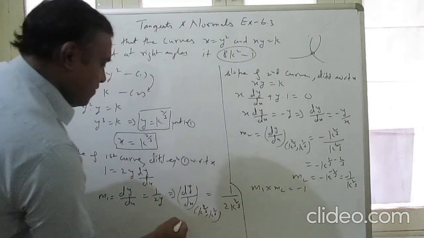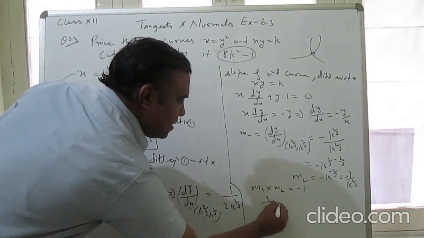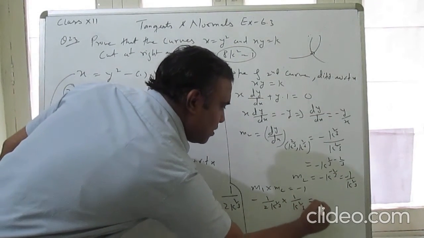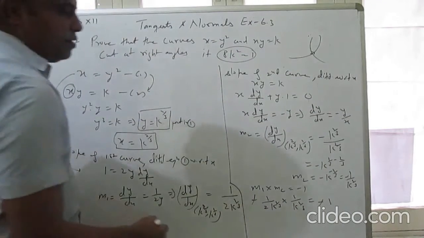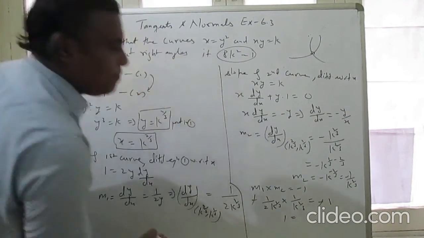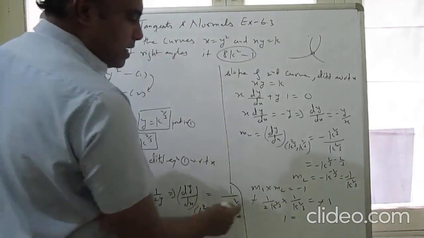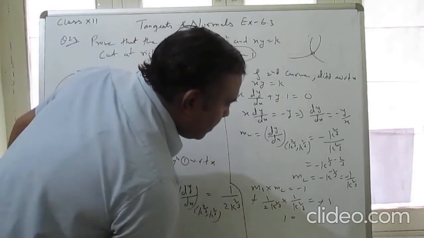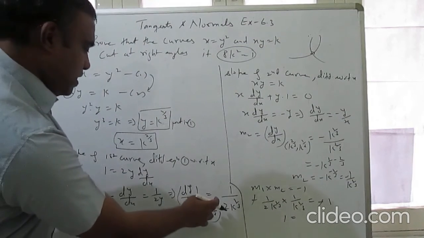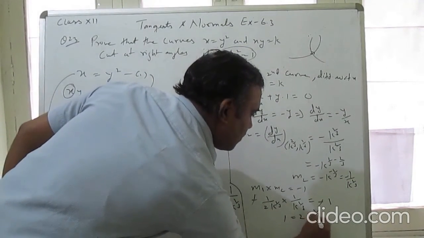What is m1? m1 is 1 upon 2k to the power 1 by 3 into minus 1 upon k to the power 1 by 3, is equal to minus 1. Cancelled out. Now cross multiply, you will get 1 is equal to 2k to the power 1 by 3 into k to the power 1 by 3. The powers add, so it is 2k to the power 2 by 3.